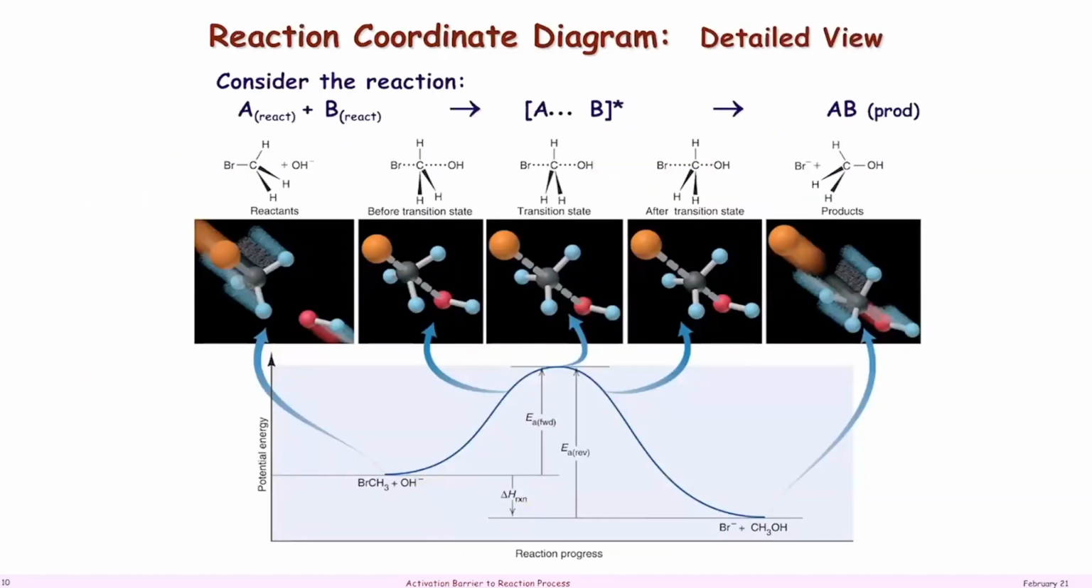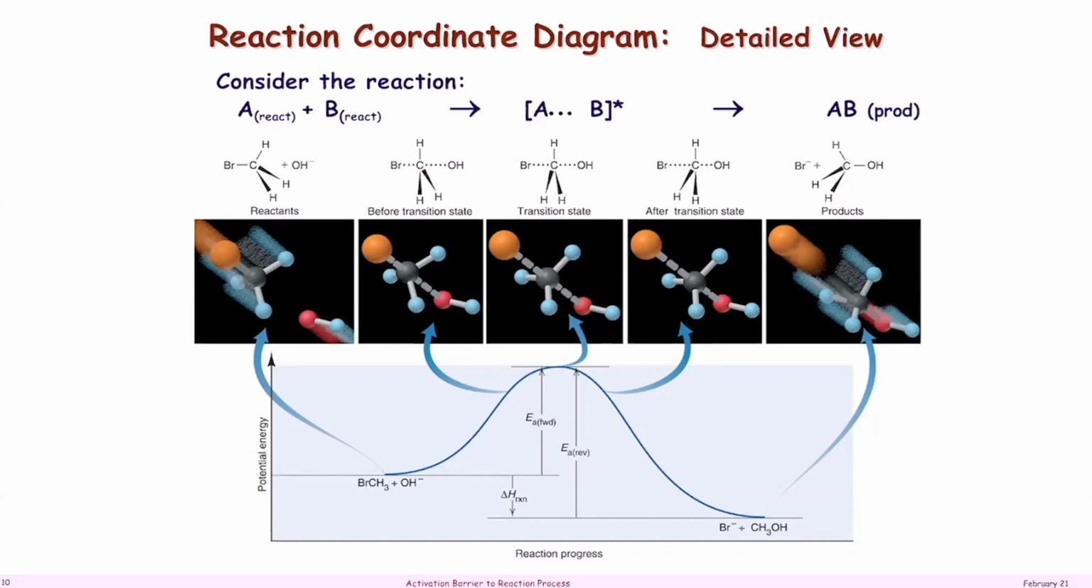Here's a more detailed reaction coordinate diagram. This is a reaction you probably see in organic chemistry. This is the conversion of methyl bromide to methanol. Okay, this is a reaction mechanism. And this is, I think, called an SN1, nucleophilic substitution 1 reaction. Okay, you'll see that in your organic chemistry course.